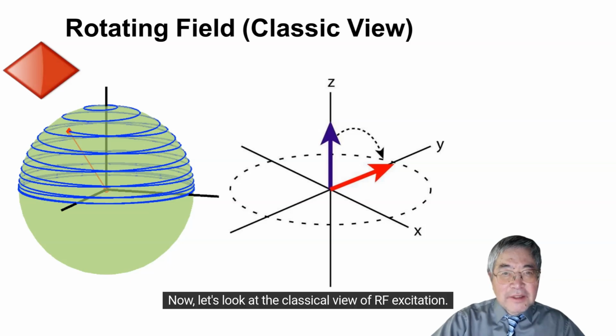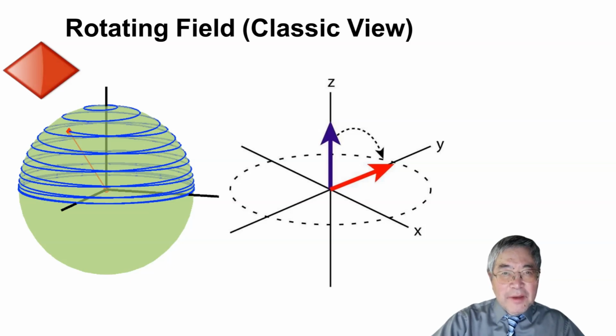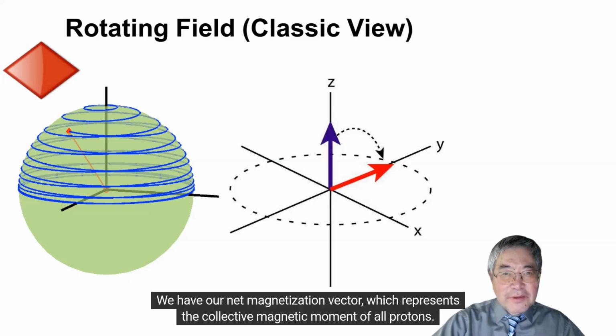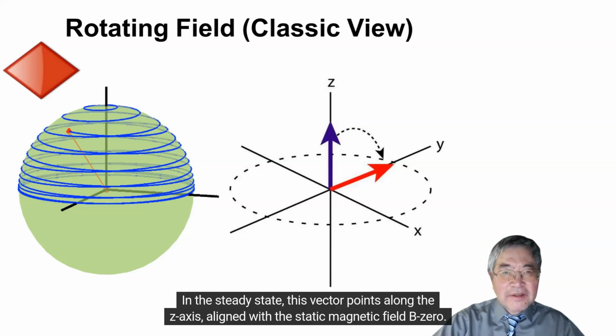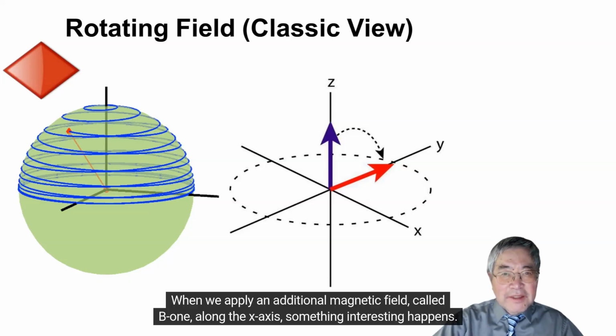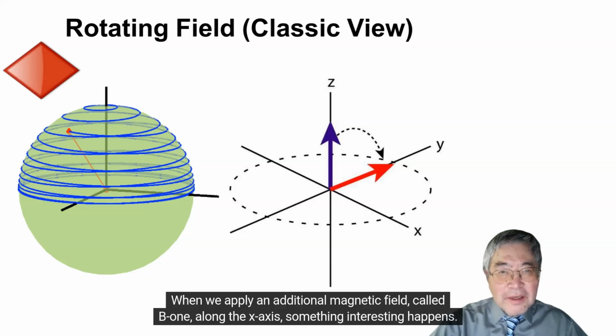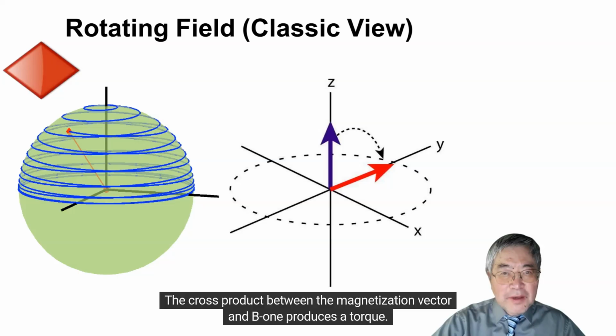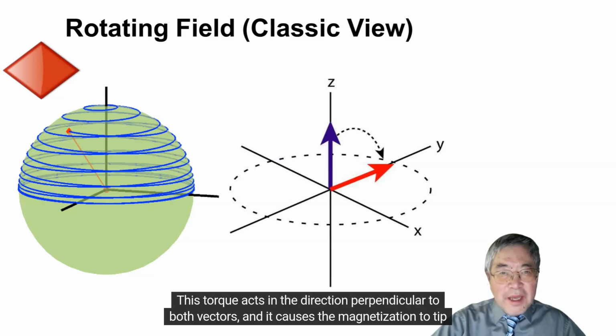Now let's look at the classical view of RF excitation. We have our net magnetization vector, which represents the collective magnetic moment of all protons. In the steady state, this vector points along the z-axis, aligned with the static magnetic field B0. When we apply an additional magnetic field, called B1, along the x-axis, something interesting happens. The cross product between the magnetization vector and B1 produces a torque. This torque acts in the direction perpendicular to both vectors, and it causes the magnetization to tip away from the z-axis.